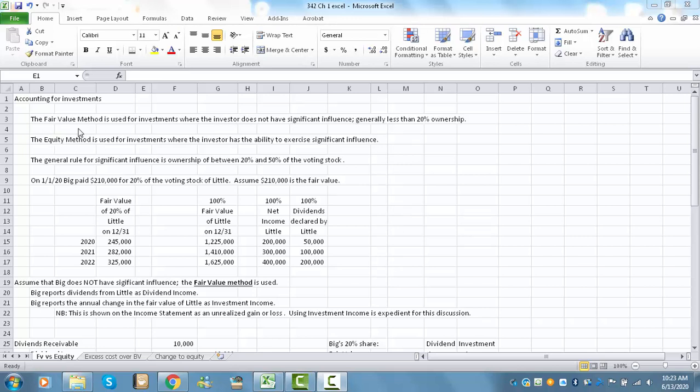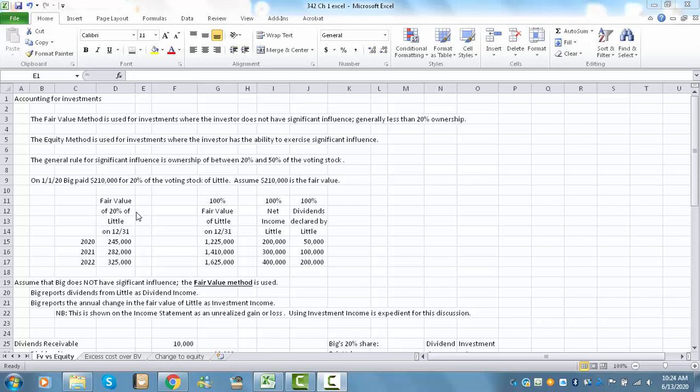These two methods you learned in 335, in Intermediate 2. On January 1st, 2020, for example, Big paid $210,000 for 20% of the voting stock of Little. Assume that 210 is the fair value on that date. So we have the fair value given in this example went up to 245, 282, and then 325 over the years.